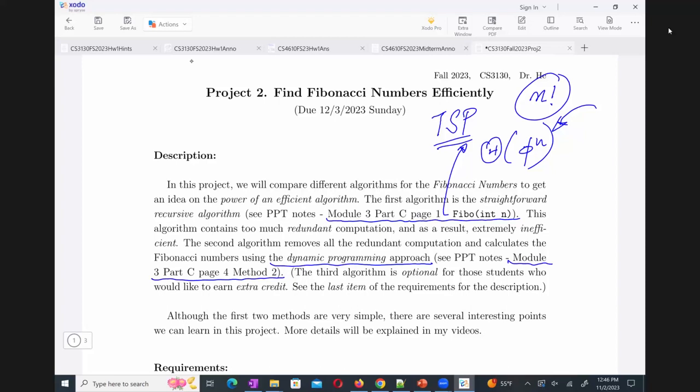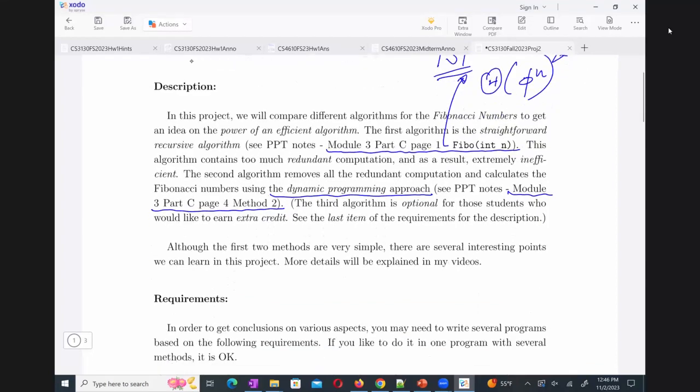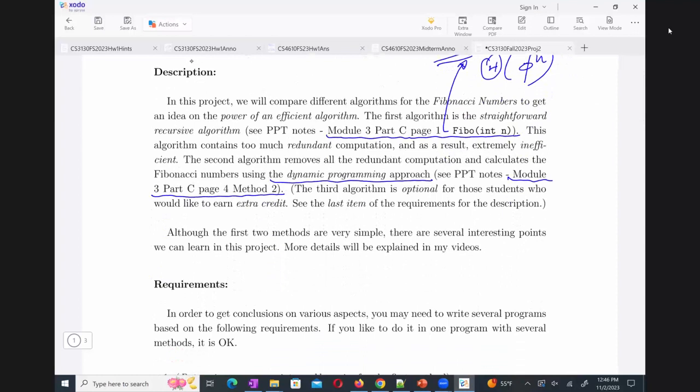So here, just to give you an idea of how bad an exponential algorithm is. With this simple project, you can understand the algorithms better. The second one, dynamic programming, we improve by removing the redundant computation. We improve it to big theta of n. How big is that?